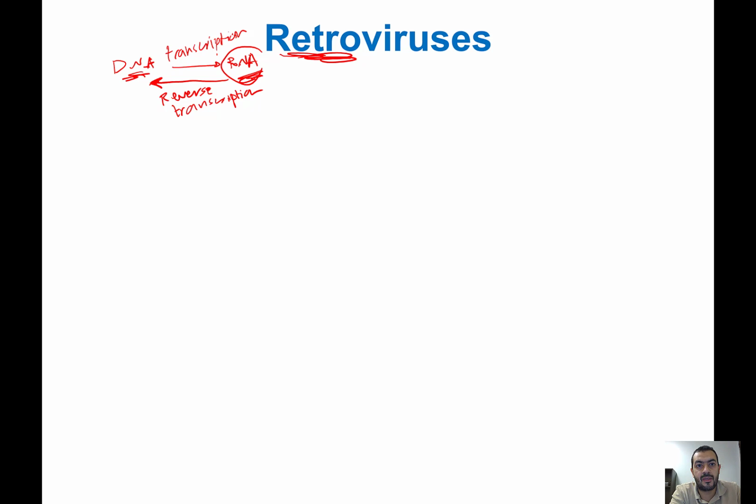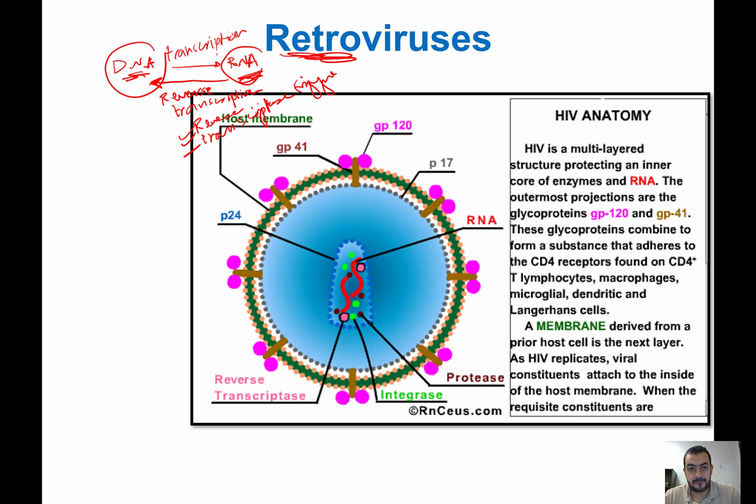So the information that is encoded in the RNA can be reverse transcribed, and you get the DNA code from the RNA code. The enzyme allowing this is the reverse transcriptase enzyme. And this family of viruses is characterized by having this reverse transcriptase enzyme. One example of this family is the HIV virus.